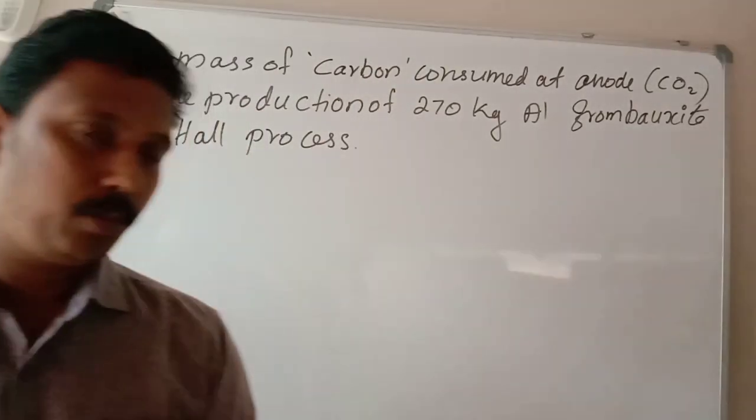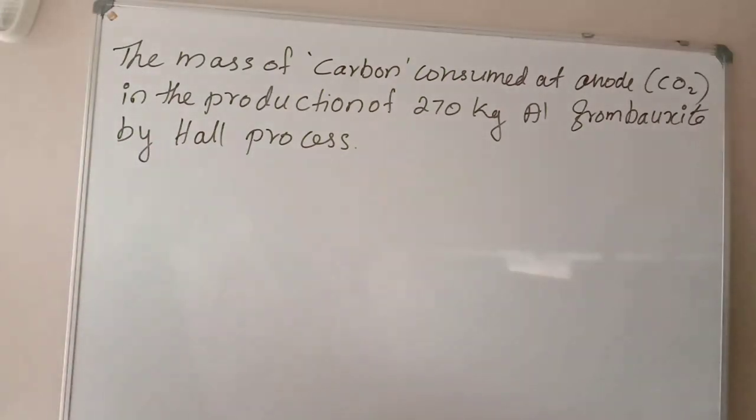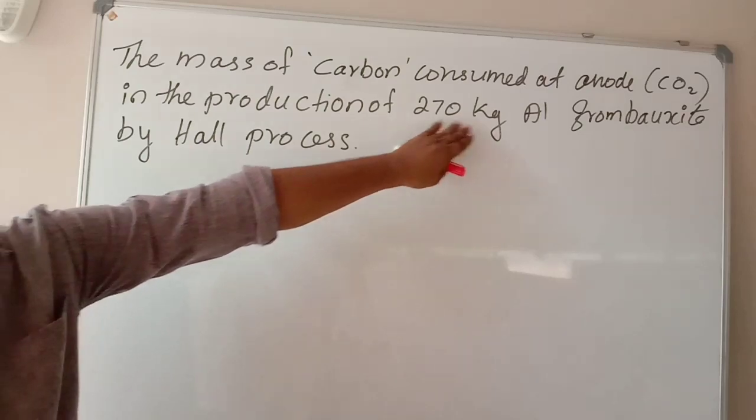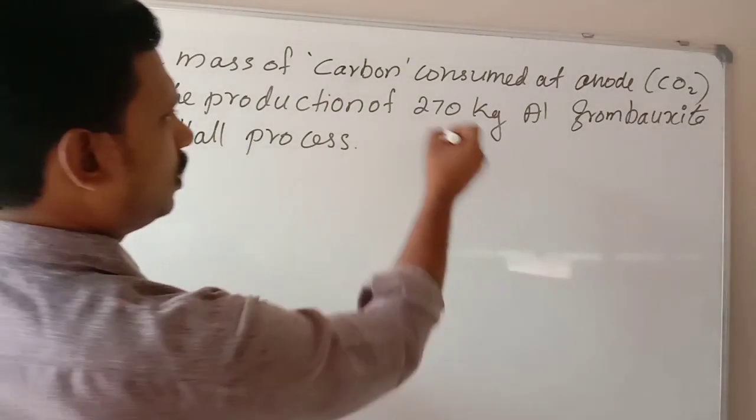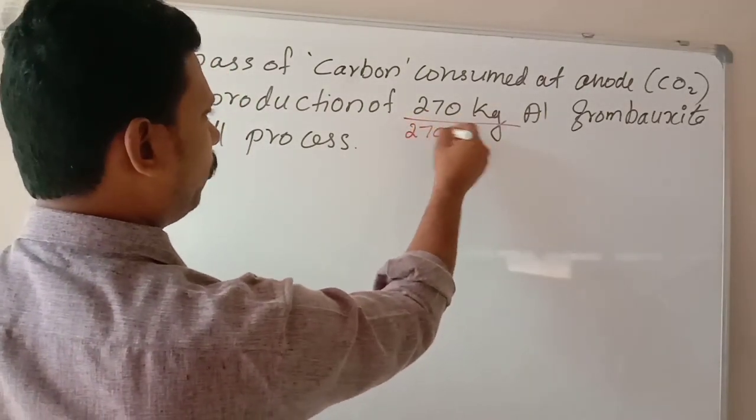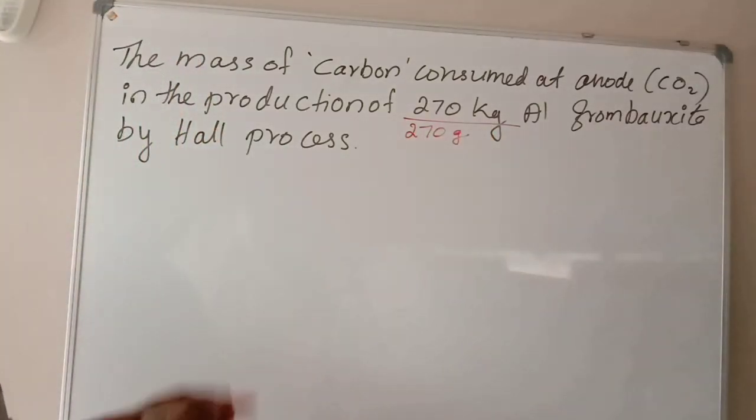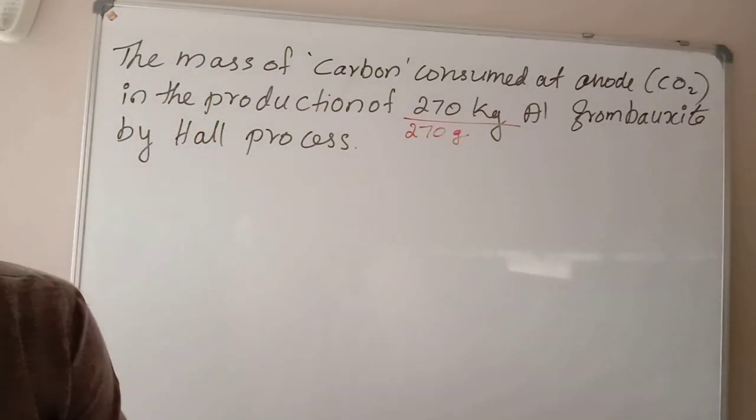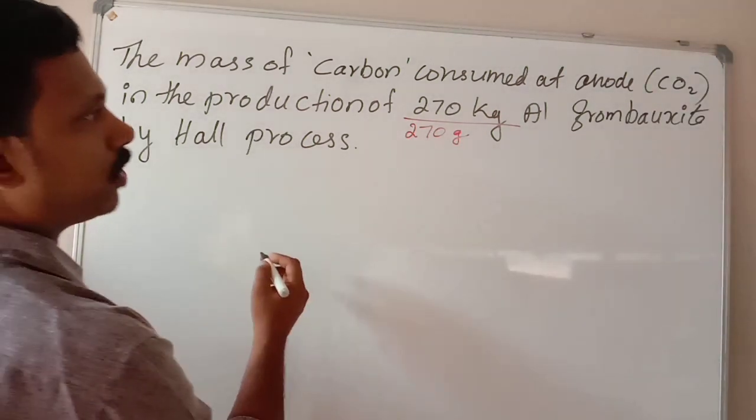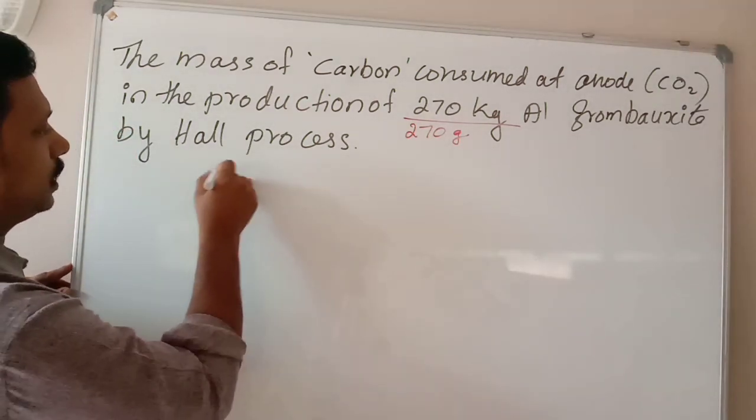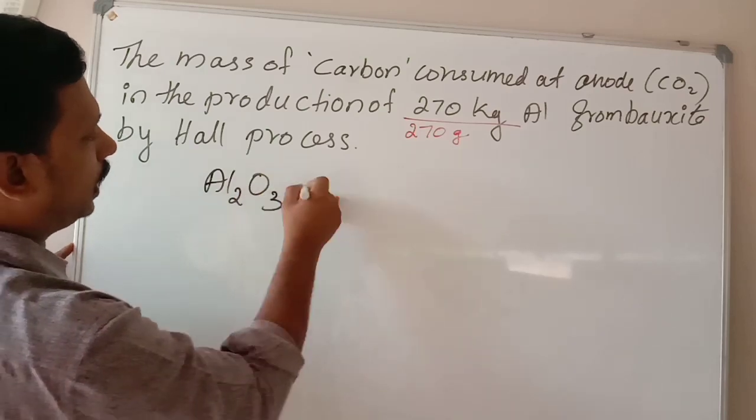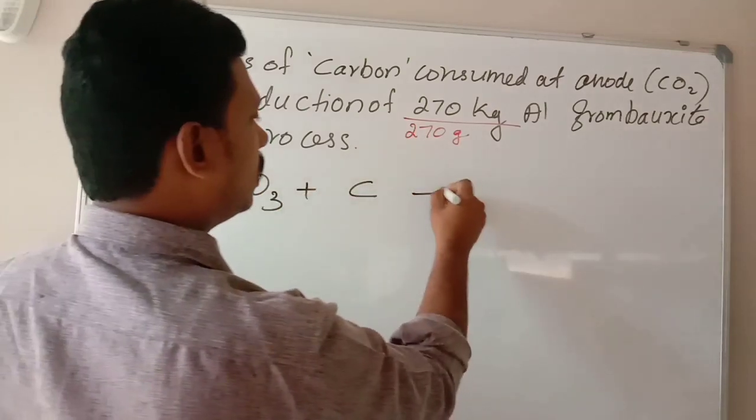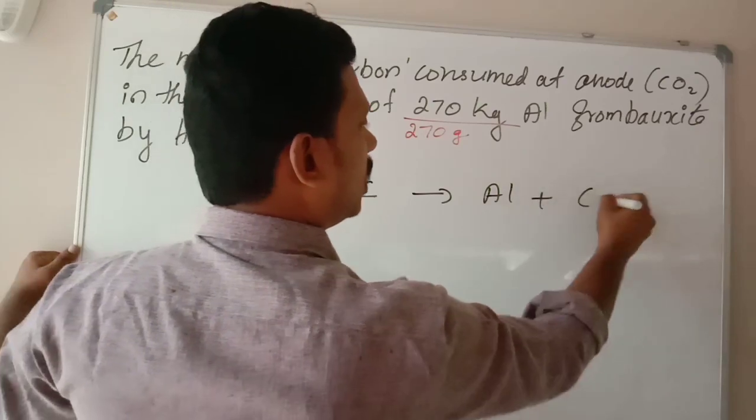This is another AIPMT question asked in 2005. The mass of carbon consumed at anode as CO2 in the production of 270 kg of aluminum from bauxite by Hall process. 270 kg, for time being we will take this 270 kg as 270 gram, and later we will convert the final answer into kilogram. That will be okay. The reaction involved in the conversion of bauxite to aluminum is Al2O3 plus C gives Al plus CO2.